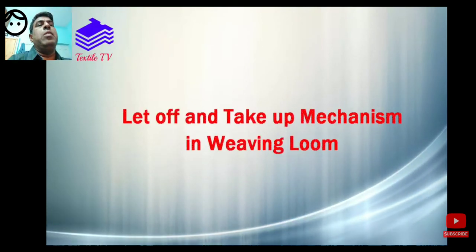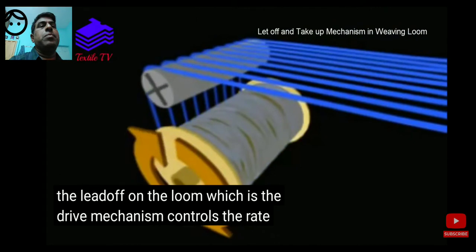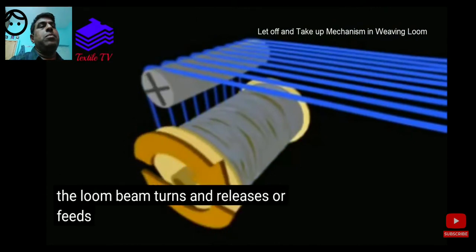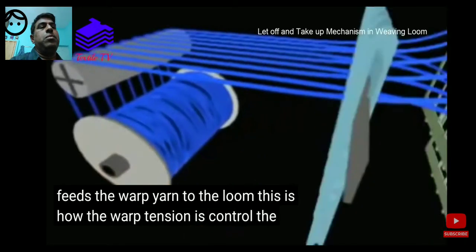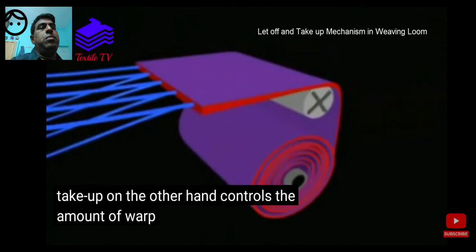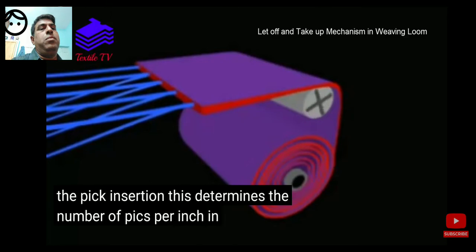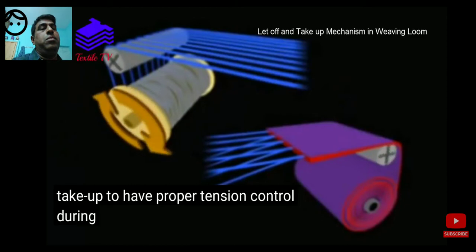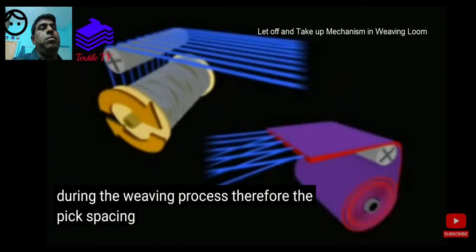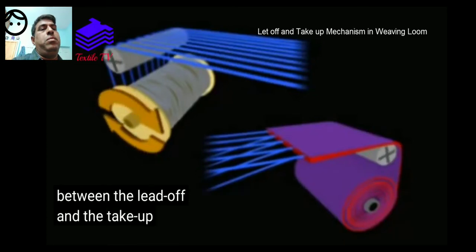Let off and take up mechanisms in weaving loom. The let off on the loom, which is the drive mechanism, controls the rate that the loom beam turns and releases or feeds the warp yarn to the loom. This is how the warp tension is controlled. The take up, on the other hand, controls the amount of warp yarn pulled forward after the pick insertion. This determines the number of picks per inch in the cloth. The let-off must be synchronized with the take-up to have proper tension control during the weaving process. Therefore, the pick spacing and delivery rate on the loom are controlled by the relationship between the let-off and the take-up.